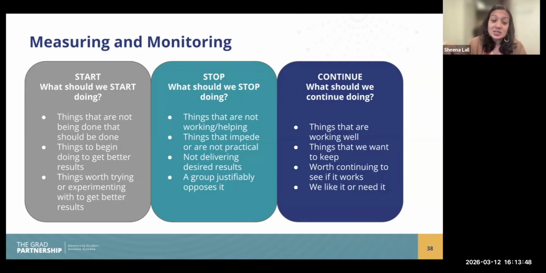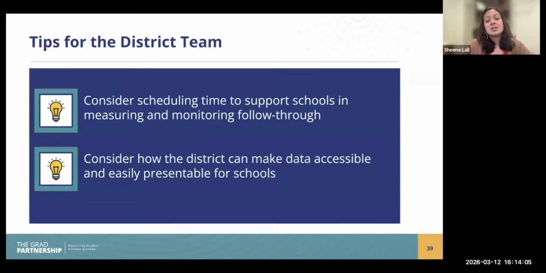Small things to big things, like, hey, we were taking these students out of second period and we realized that they're missing way too much of their second period class. We're going to change the schedule for the intervention. So you have a moment to sit back and say, is this getting to the goal that we really were hoping for? And tips for the district team include considering scheduling time to support schools in measuring and monitoring follow through.